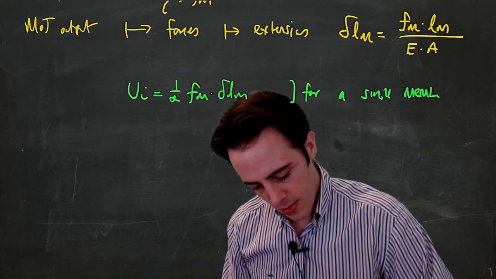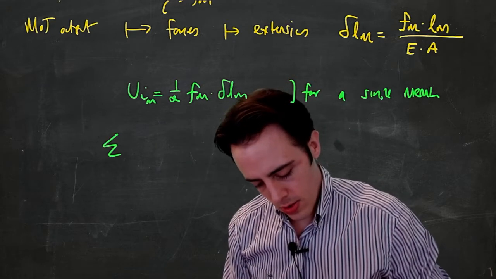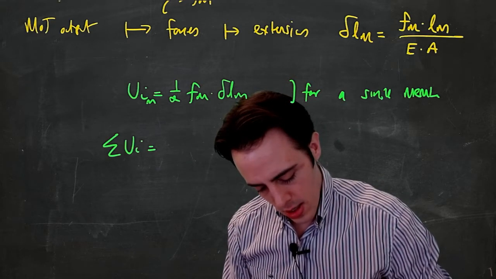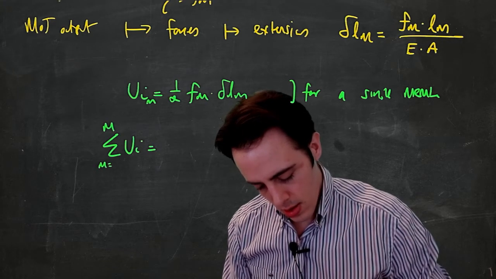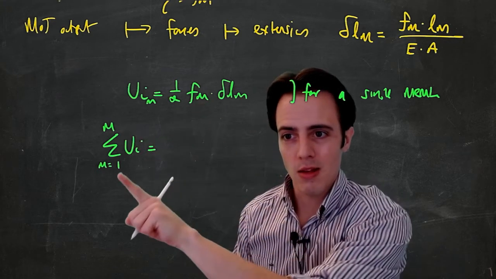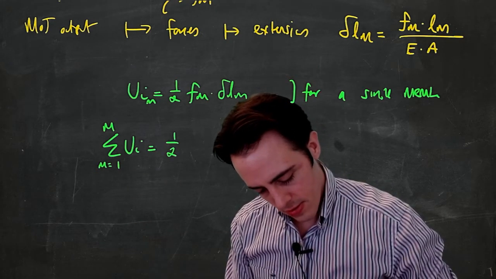I should put a subscript m down there, really, lowercase m, and then the total Ui for m members, that's an uppercase and that's a lowercase here, is equal to a half.